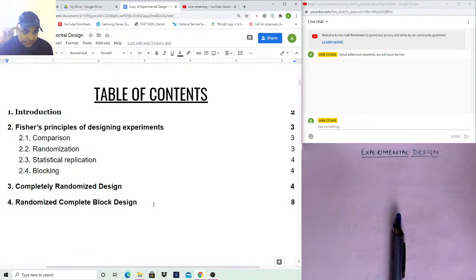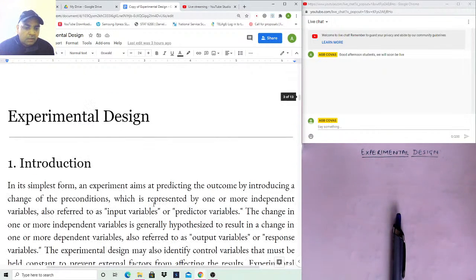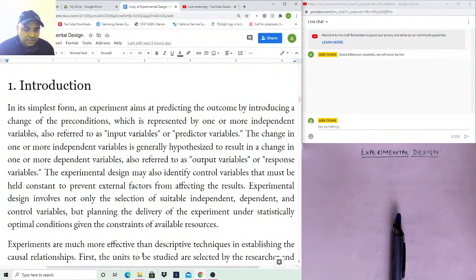We will be completing up to this, although there are some more designs, but they can be studied if you are interested, and they will be covered when you take PG courses after doing the undergraduation. So we will be restricting ourselves up to the completely randomized design and the randomized complete block design. So let us start today's lecture.